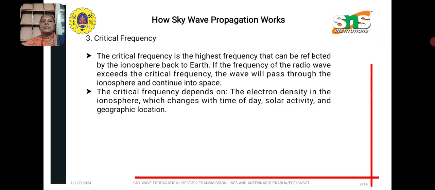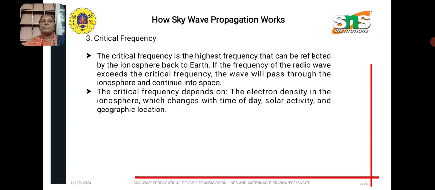And the critical frequency is another important term in ionospheric or skywave propagation, which is the highest frequency that can be reflected by the ionosphere back to the earth. If the frequency of the radio wave exceeds the critical frequency, the wave will pass through the ionosphere and continue into space. The critical frequency depends on the electron density in the ionosphere, which changes with time of day, solar activity, and geographic location.